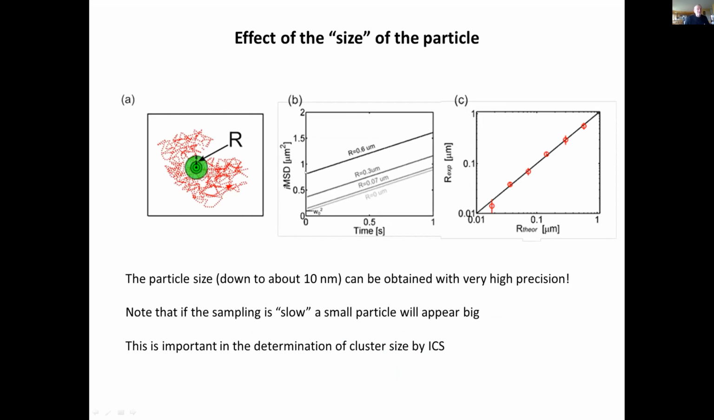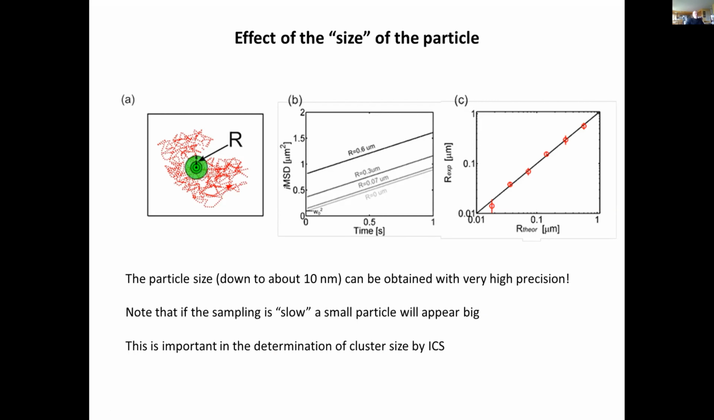How precise is the measurement? Well, it's very precise. If we do simulations again, with particles of 100 nanometer, 10 nanometer, and so on, the recovered values more or less follow a line. That means that between 1 micron, 1,000 nanometer, and 10 nanometer, more or less, we can recover the size of the particle.